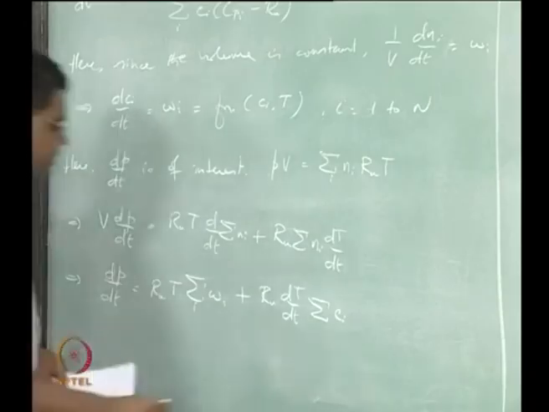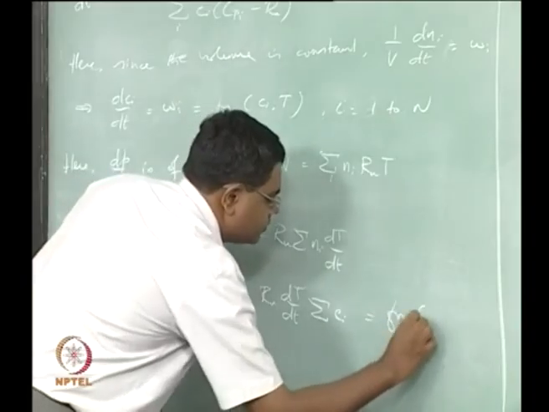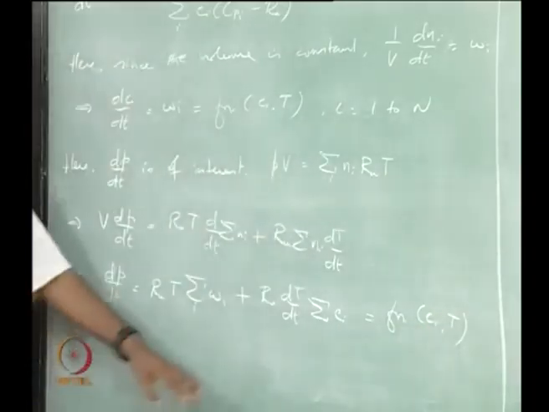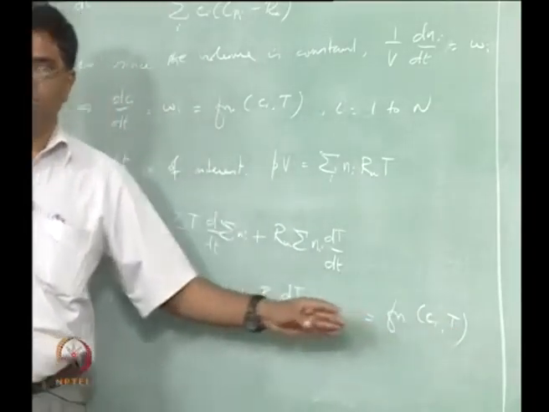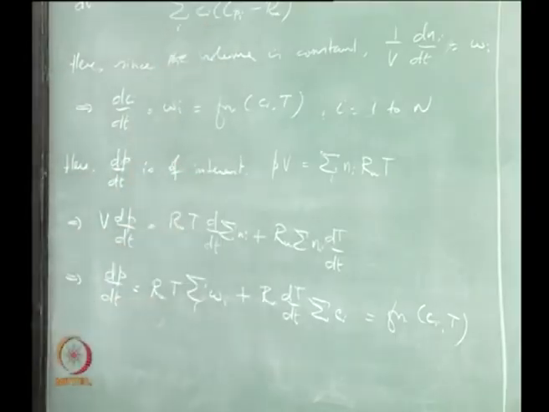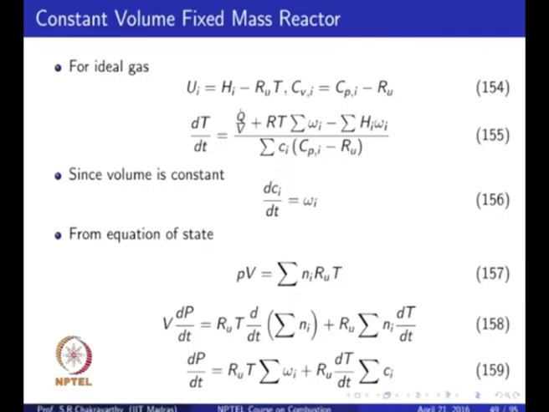So that's a function of ci and T, which can be evaluated once you have solved for ci and T. This is not coupled with the other. So you can get this. So this again formulates the constant pressure, constant volume fixed mass reactor.